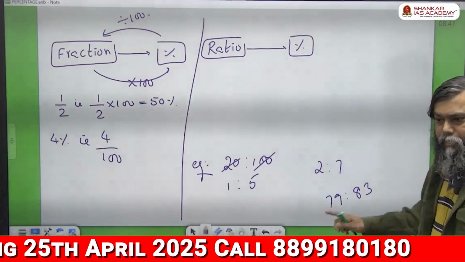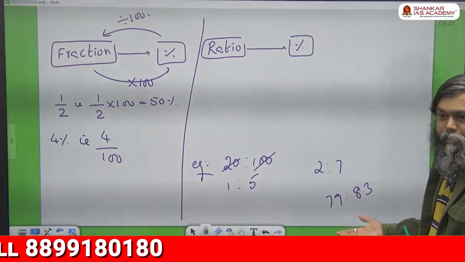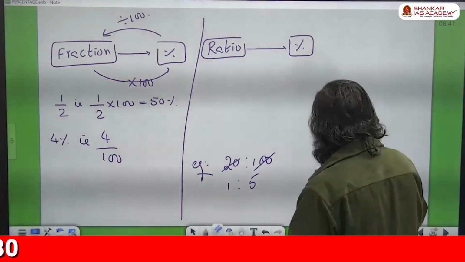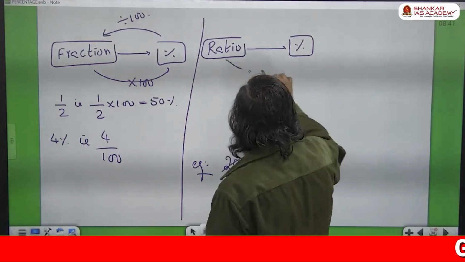Simplest form or not? Is there any common number other than this? I don't think a smaller number exists. There is no common factor between these two. Do you understand this, boss? If they are in the simplest form, then only it is said to be a ratio. How can you convert a ratio into a percentage?